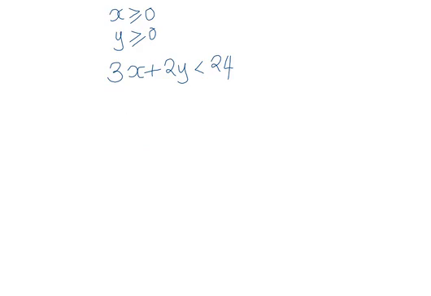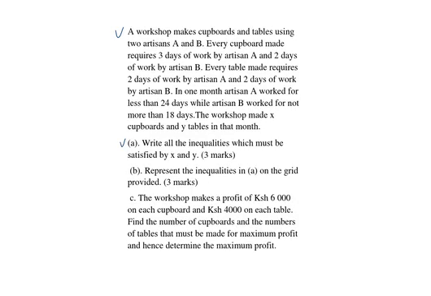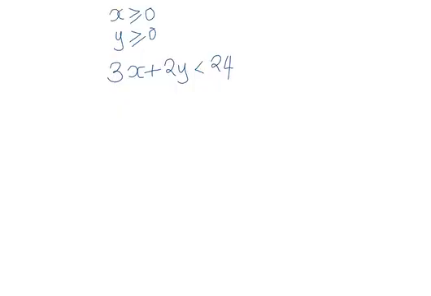That is another inequality. Then for artisan B, who worked for not more than 18 days, we take 2 multiplied by X, the number of cupboards made, plus 2 multiplied by Y, which should be less than or equal to 18 days. So this is the number of days artisan B worked, and all these are the inequalities which must be satisfied by X and Y in our case.